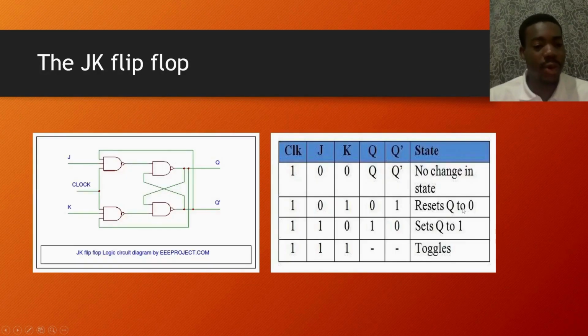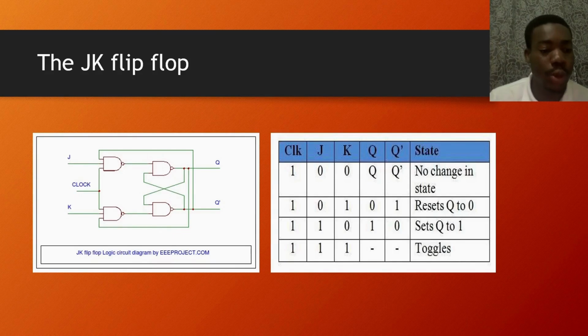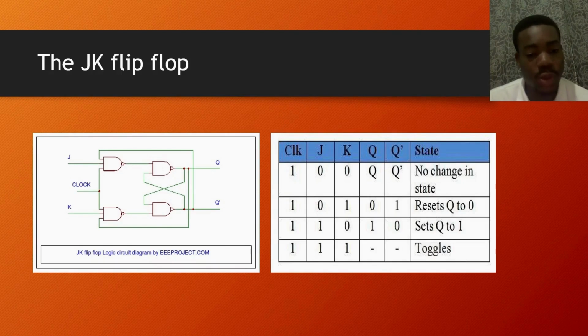So the next flip-flop I'll be talking about is the JK flip-flop. This is the JK flip-flop here, and it has two inputs, also like the SR flip-flop: the J input and then the K input, and two outputs, the Q and then the Q prime. But you can see the output of Q prime is connected to the input of J, and the output of Q is connected to the input of K. So that's how the JK flip-flop is.